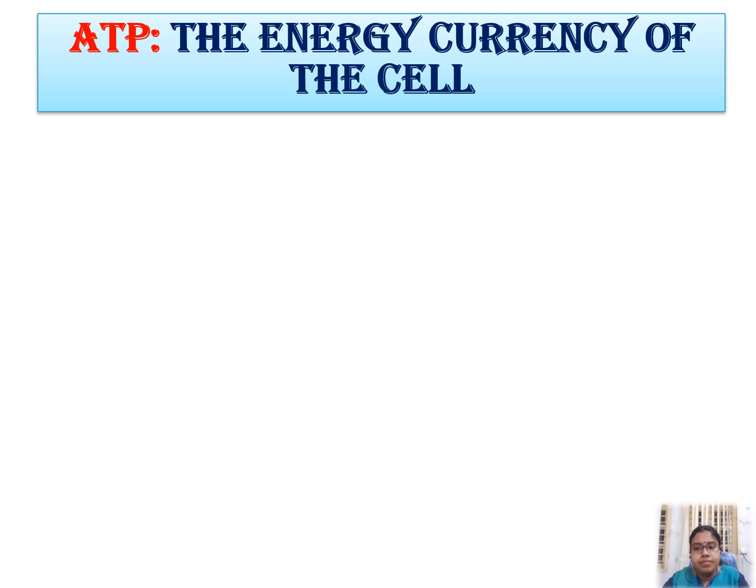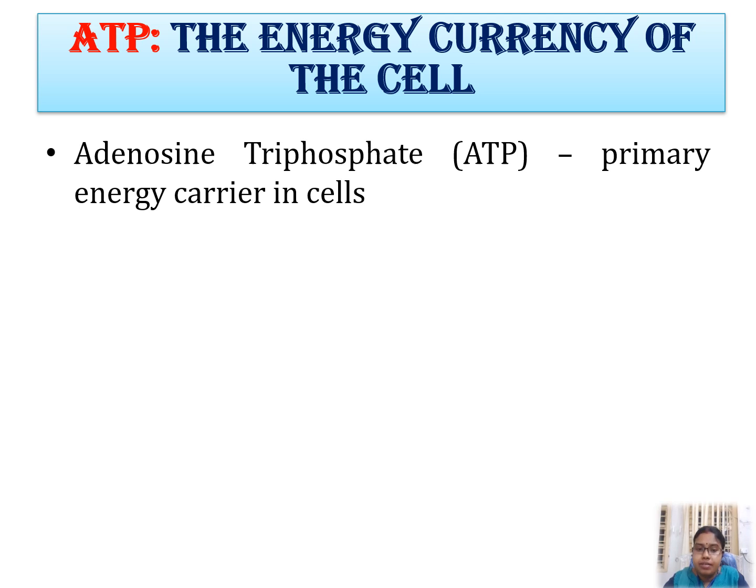What is ATP? The energy currency of the cell, adenosine triphosphate. It is the primary energy carrier in the cell. We said that DNA and RNA are made of nucleotides, that means the ribose sugar, the phosphate group, and the nitrogen base. ATP is one kind of this, adenosine triphosphate. Here the nitrogen base is adenosine and three phosphate groups are present.